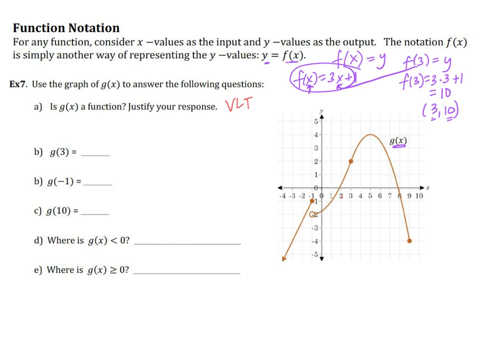What is g of 3? Well, 3 is my input value. It's saying when x equals 3, what is my y value? So I'm going to go 1, 2, 3. Here's when x equals 3.